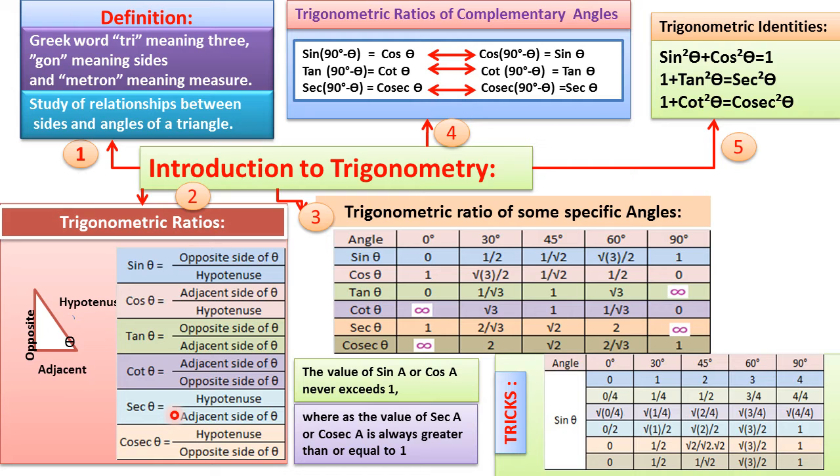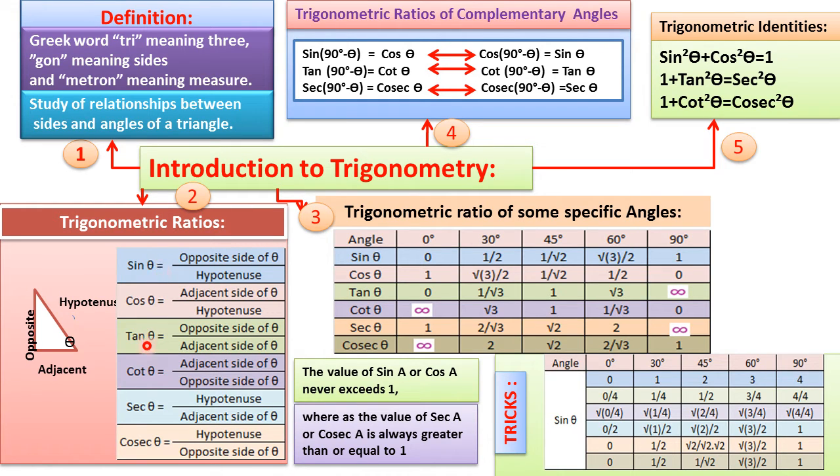Then sec theta. Sec theta is the reciprocal of cos theta. In cos theta we have adjacent by hypotenuse; in sec theta it will be reversed, hypotenuse divided by adjacent side. Then cosec theta. Cosec theta is the reciprocal of sin theta, so cosec theta is equal to hypotenuse divided by the opposite side of the angle theta. You need to remember these things to solve the problems. I hope you are able to remember this.